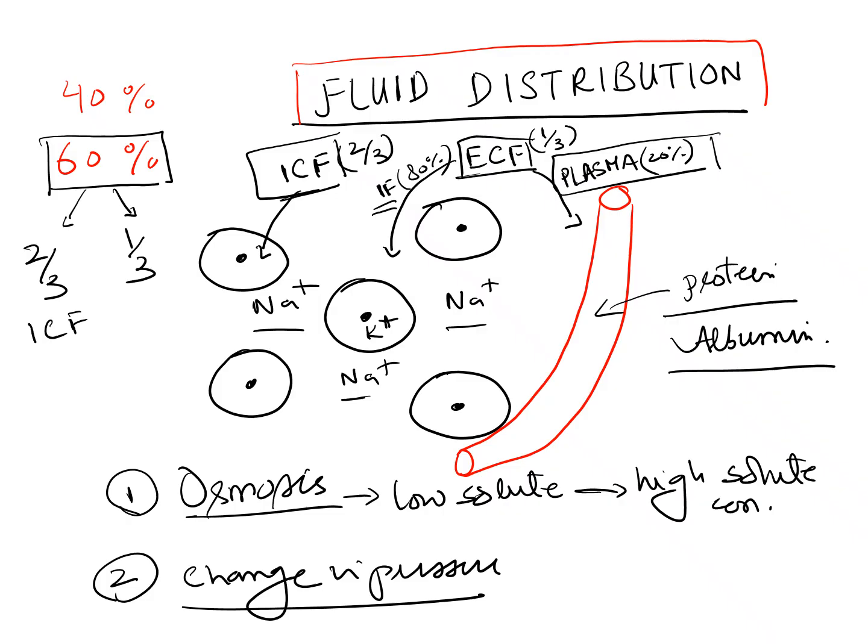The first force: if the hydrostatic pressure in the capillary increases, that will result in the movement of fluid outside the capillary into the interstitium. Second, oncotic pressure, which is the pressure because of the presence of protein. If the oncotic pressure in the capillary increases, the protein will attract fluid, so the fluid from the interstitium moves into the capillary.